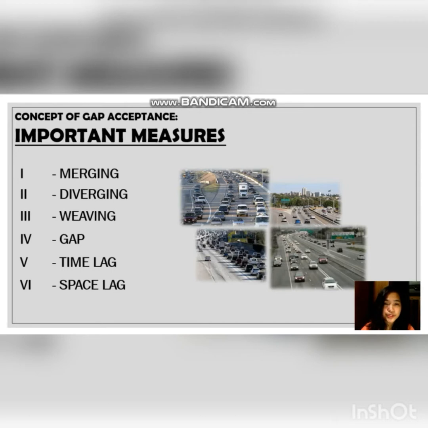Next, we have our important measures in the concept of gap acceptance. First, we have merging. Second, diverging. Third, weaving. Fourth is the gap. Fifth is the time lag. And last is the space lag.